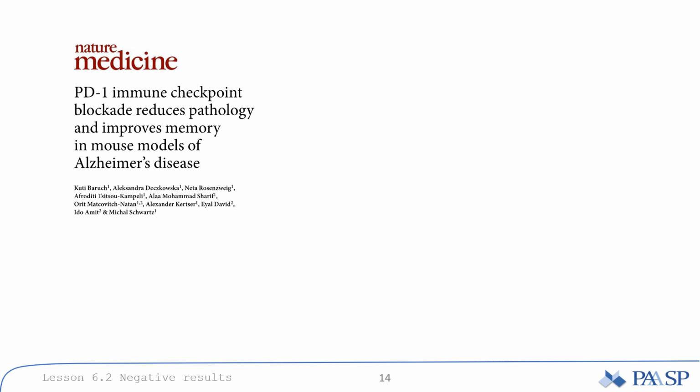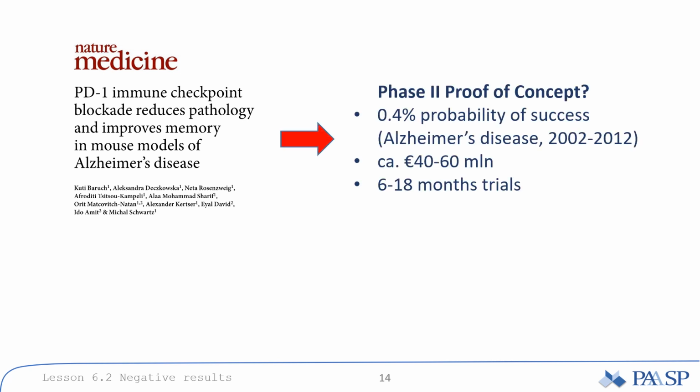Let's turn to an example of a PD-1 immune checkpoint inhibitor that was reported several years ago to reduce pathology and to improve cognition in mouse models of Alzheimer's disease. As PD-1 inhibitors are already on the market for oncology indications, it may be tempting to rush into conducting a proof of concept in patients with Alzheimer's disease. However, we of course need to be aware of the very low probability of success, high costs, and long duration of clinical trials in the Alzheimer's disease field. With that in mind, it is wise to repeat novel, exciting preclinical findings before engaging in an expensive clinical investigation.